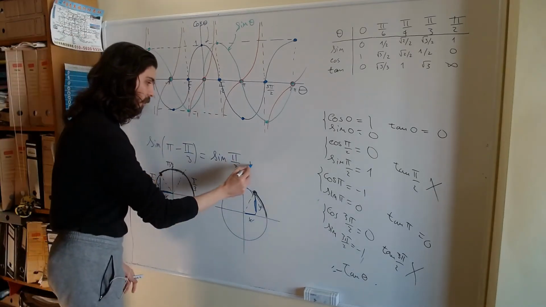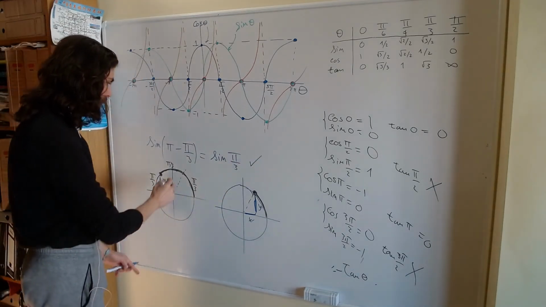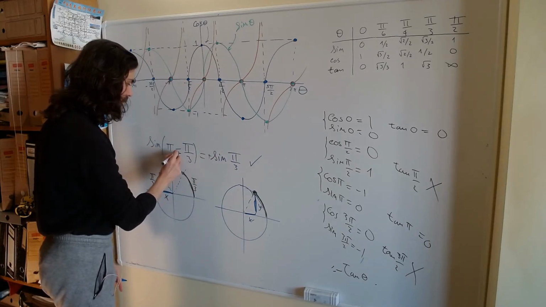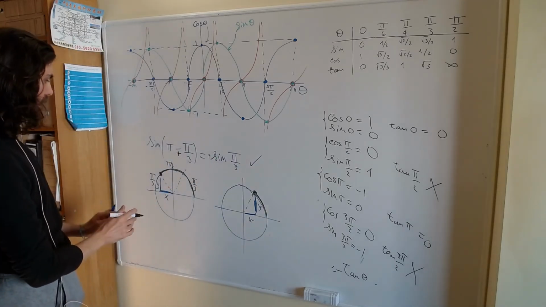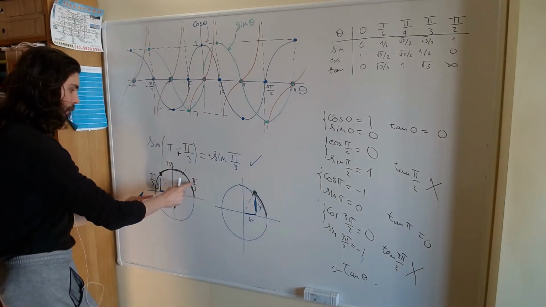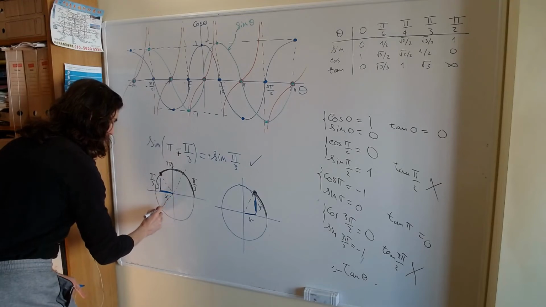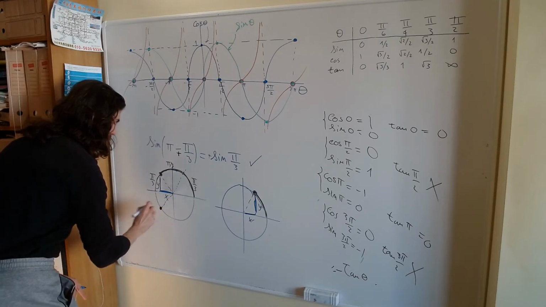So it is indeed correct. What if it's a plus? So this is plus. What if I put here plus? If I put plus, you have to add. You have pi plus pi over 3. So you land here. This is the final point of the arc.